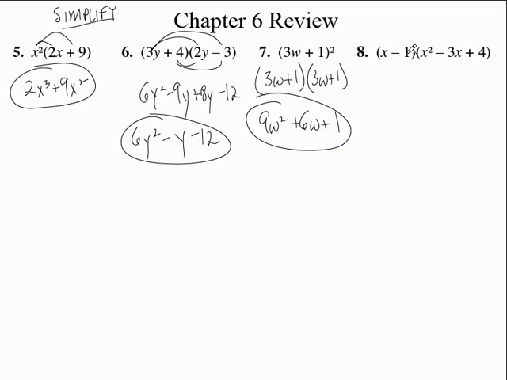Nothing else to it. Now this is distributive property as well. It's not technically FOIL method because you have a binomial and a trinomial. Only use FOIL method when you have two binomials. But it's the same idea. It's distributive property. Take the x, multiply it by all three of these things. Take the negative 1, multiply that by all three of these.